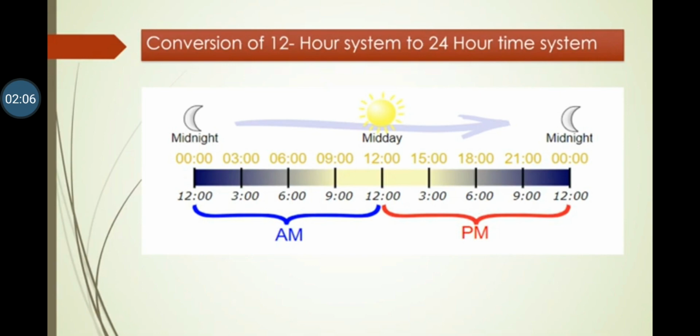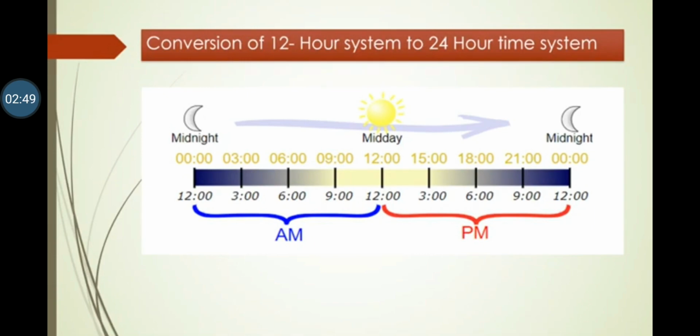In the conversion of 12-hour system to 24-hour system, you can see this bar. On the upper side, the 24-hour time is shown, and on the lower side, the 12-hour time is shown. And you can see in the 12-hour clock, we have divided the time into two halves. The first half is called the morning time and the second half is called the evening time. The first half starts from the midnight, means 0000 hours, or we can say 12 a.m. and it ends at 11:59 a.m.